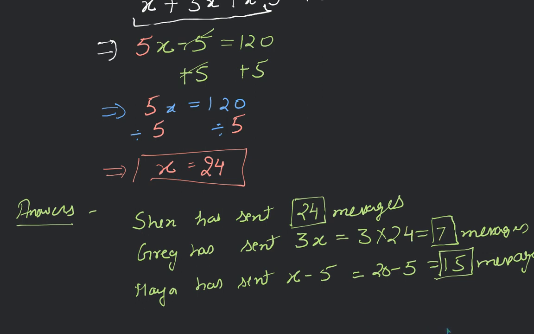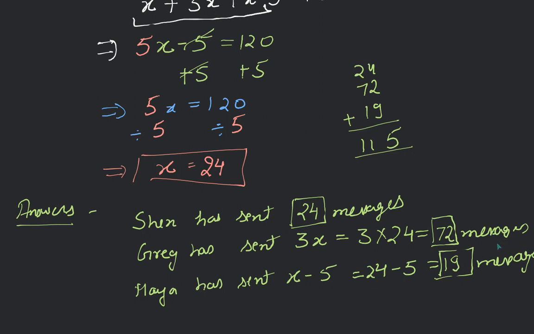So 3 times 24 is going to be 72. And in the last part, instead of 20, we need to subtract 5 from 24. So 24 minus 5 will give us the value of 19. Now, if we add all those numbers, 24 plus 72 plus 19, we are going to get 115. Okay, we are still getting 115, but the total number is 120 text messages.